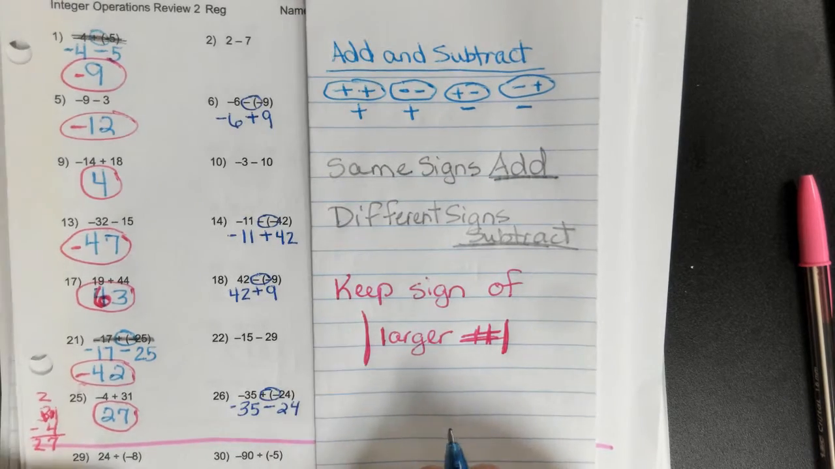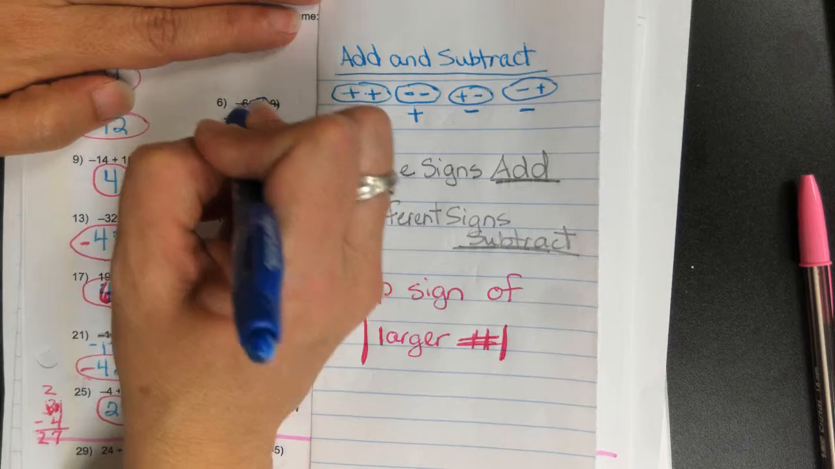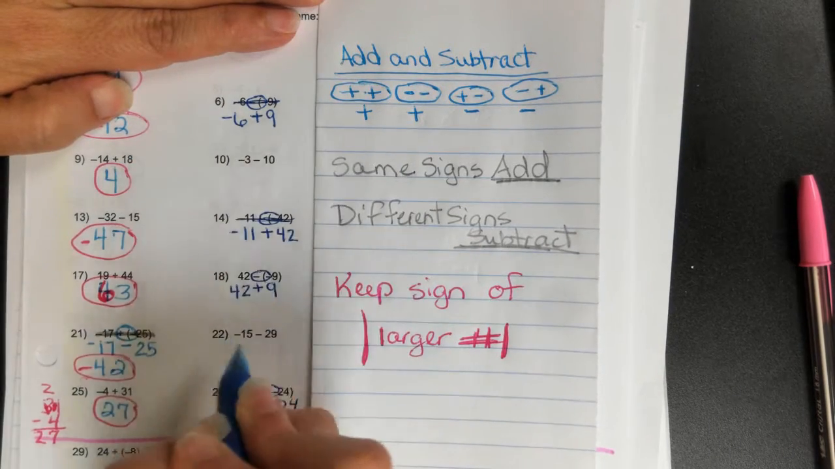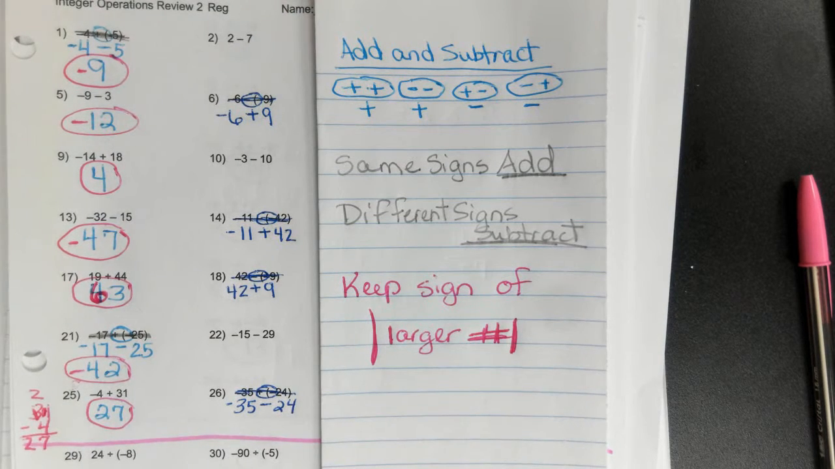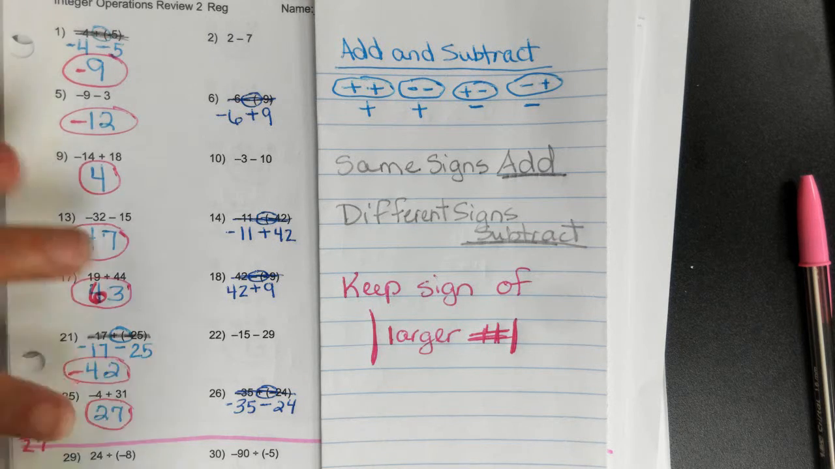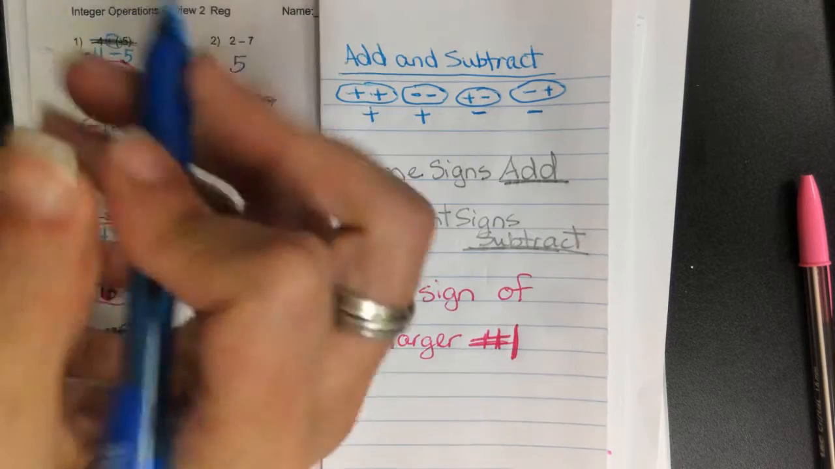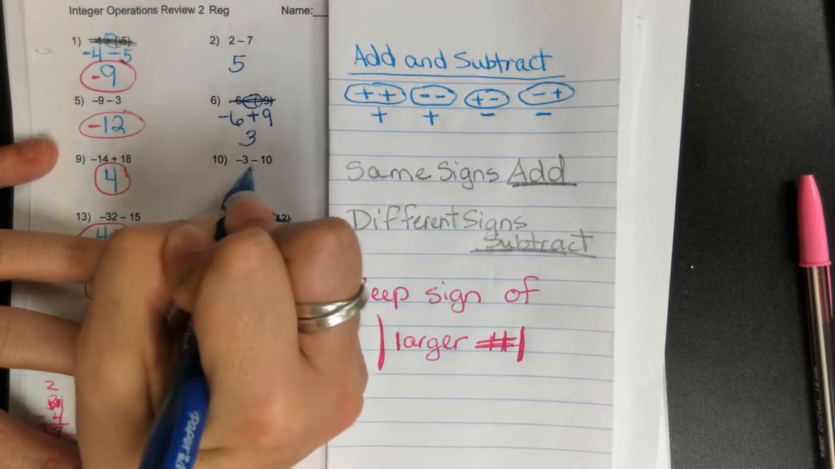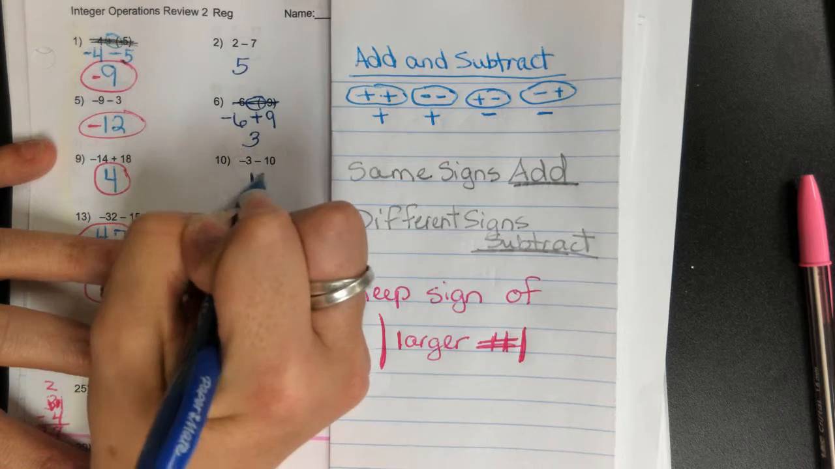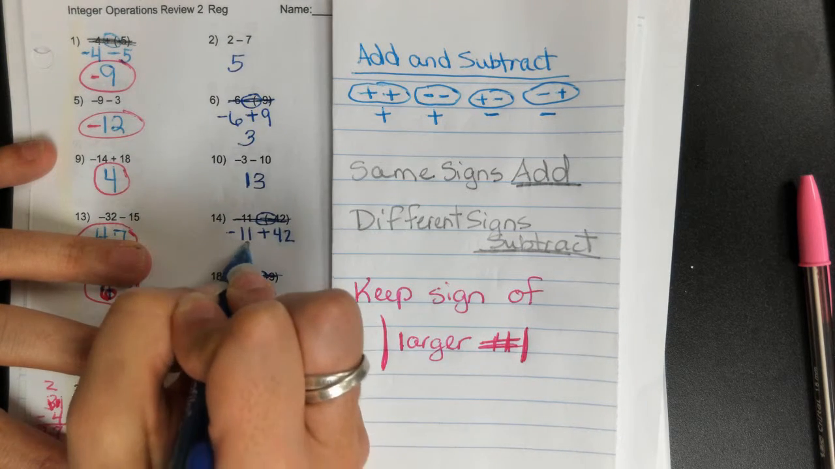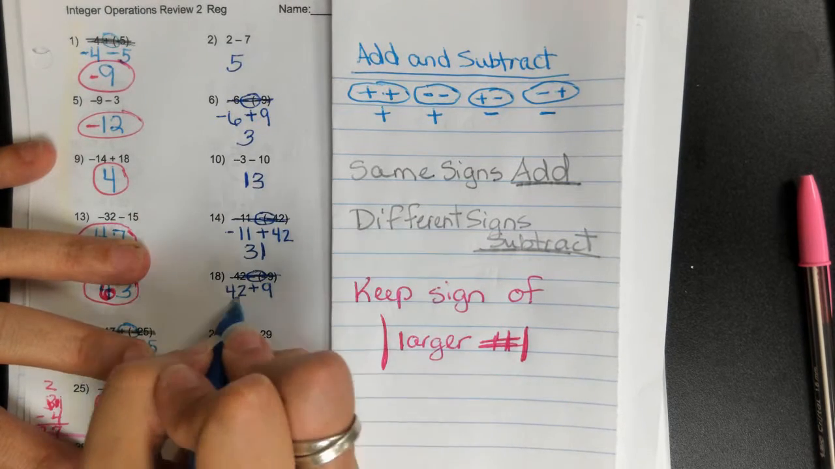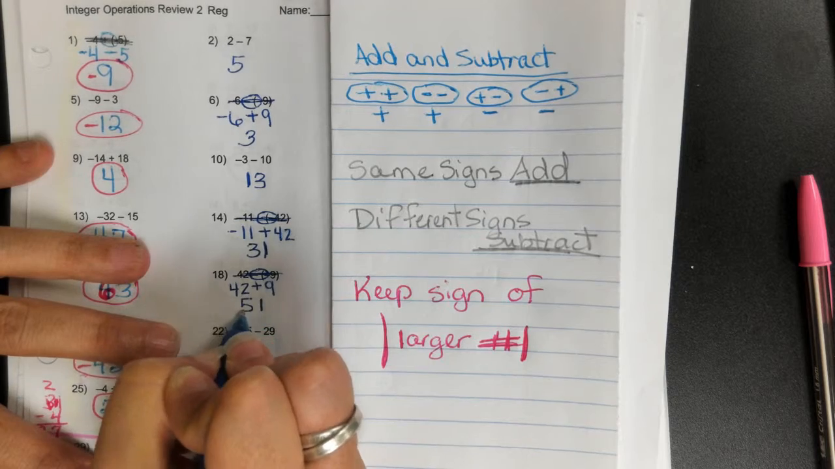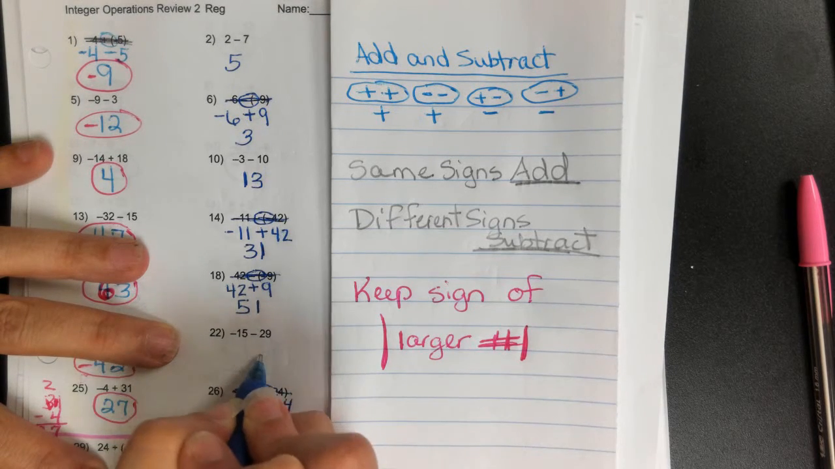Okay. Next thing is I usually get rid of the old problem a little bit. Okay. Step 2, here we go. Same signs add, different signs subtract. Okay, different signs subtract. Different signs subtract. Nope, same signs add. Different signs subtract. Okay, same signs add. And then same signs add.